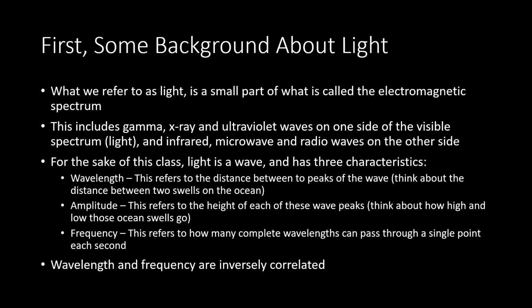It could be the distance between two subsequent troughs also, that's what the dips are called. A way to visualize this would be to think about the swells on an ocean, and this would be the distance between the topmost parts of two of those swells or humps in the water. The amplitude is how high each of those wave peaks reaches, and this could just be how high or low those ocean swells go.